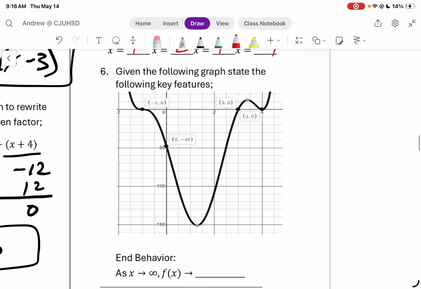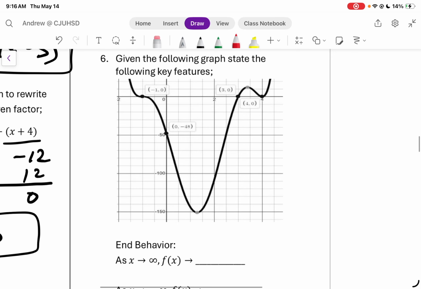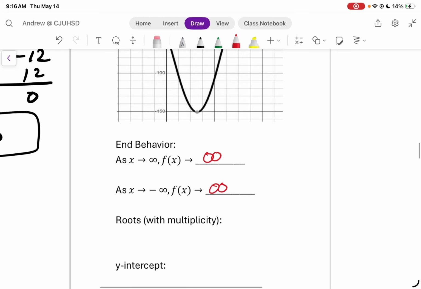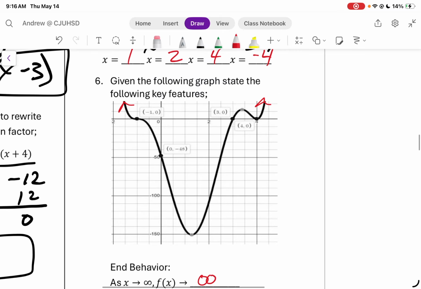Given the following graphs, state the following key features and behavior. Well, it's going up. It's going up. As you go to positive infinity, as you go to the right, you're going up. As you go to negative infinity, you're going up. The roots are going to be negative 1 and 3 and 4.